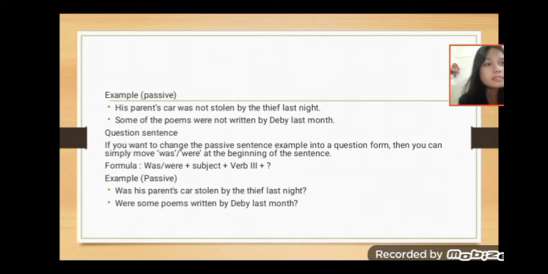Question sentence. If you want to change the passive sentence sample into a question form, then you can simply move was or were to the beginning of the sentence. Formula: was or were plus subject plus verb 3. For example, passive: was his parents' car stolen by Dave last night? Were some poems written by Debbie last month?